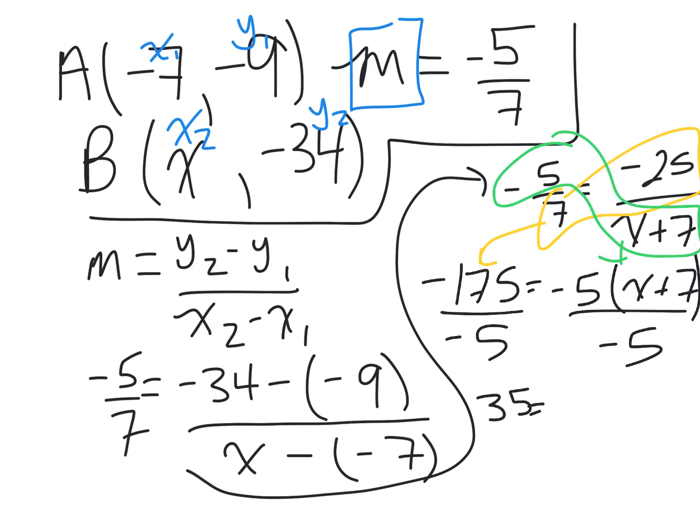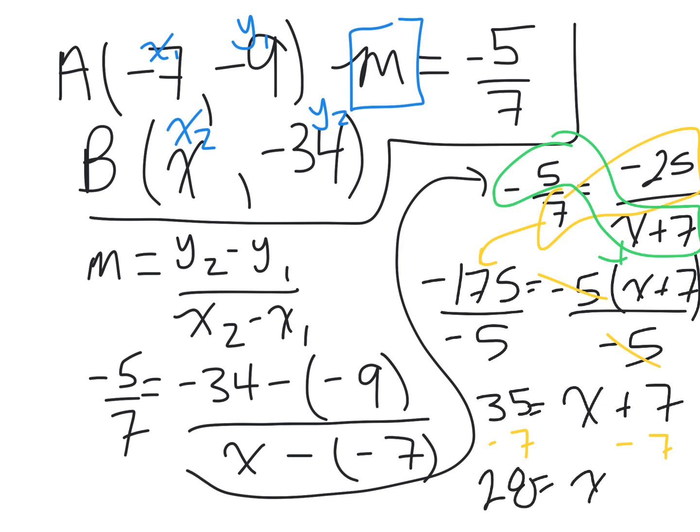And then my 5's cancel out and that leaves me with x plus 7. That's a really messy x. I might just try to clean that up a bit. x plus 7. I now need to get x by itself, so I subtract 7 from both sides. And I go 35 minus 7 to get me to 28. And my final answer is that x equals 28.